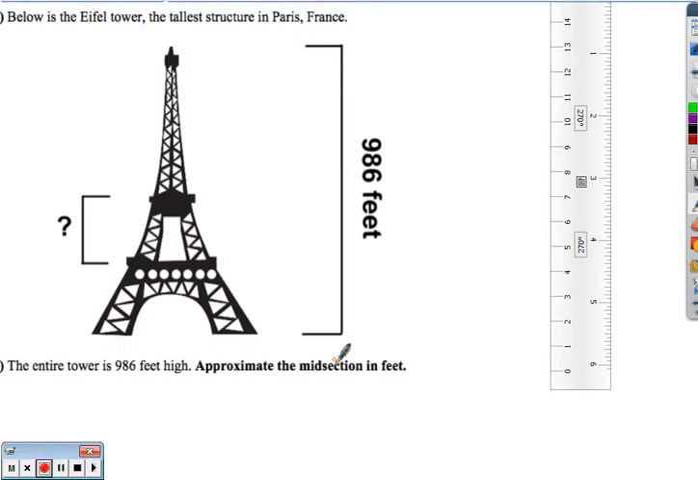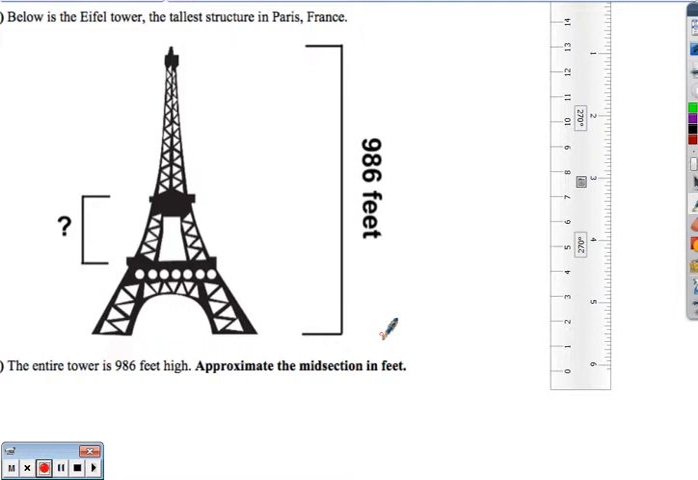Hey there. In this video, we're going to talk about problem 4 from the Unit 1 test, which is dealing with the Eiffel Tower. It says, below is the Eiffel Tower, the tallest structure in Paris, France. And they tell us that the Eiffel Tower is 986 feet tall. Now, that's the actual height of the Eiffel Tower.